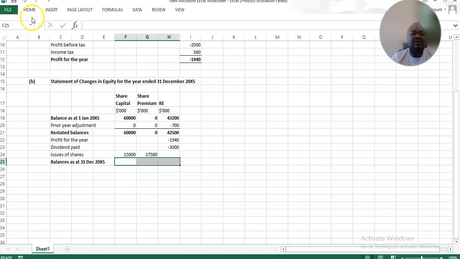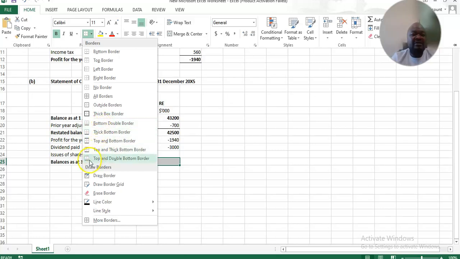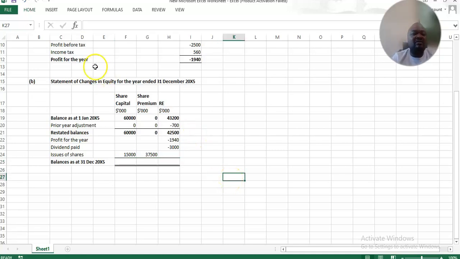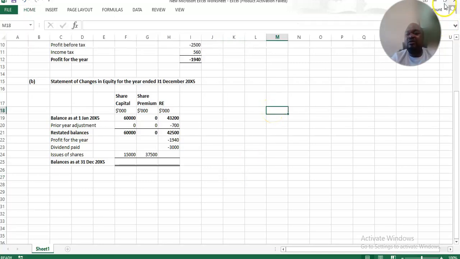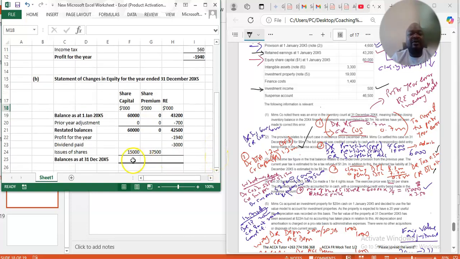Here I can as well do this type of formatting, which will give me top and double bottom border, which might make it look nice. Anyway, that one is not going to give us any marks, so I don't encourage it to you guys, but I hope some people would also benefit from such Excel skills. All right, so here we're going to sum up and get that figure, and then drag it across to get all the balances we need.